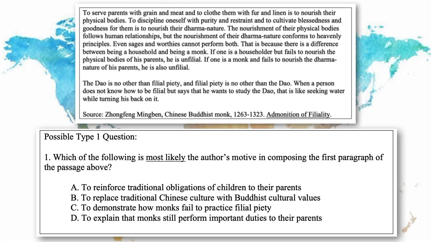It's just there are 2 different ways to do it, so we're still doing it. So the answer here is D. The purpose here is most likely to explain that monks still perform important duties to their parents, and here's the filial piety. So let's look at a type 2 question.